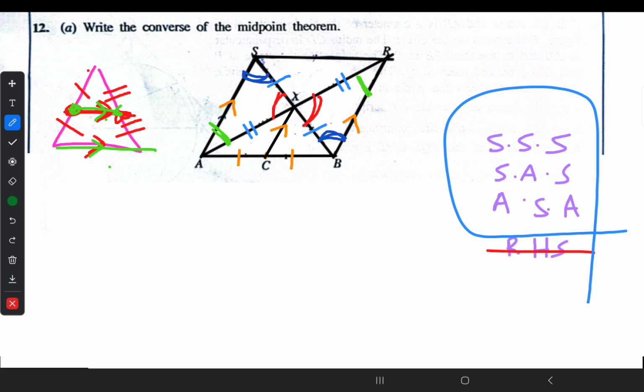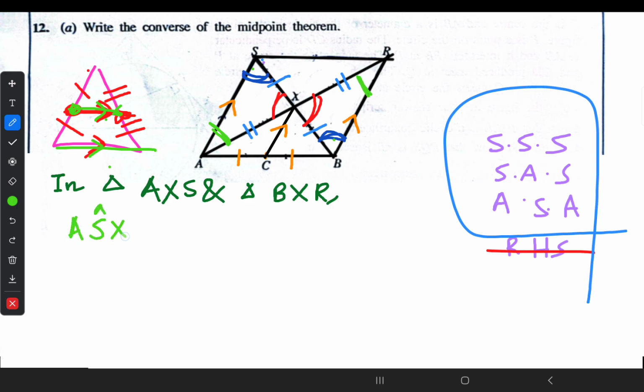Now first of all, I'll write in triangle AXS and triangle BXR, there are two angles. Now already there are many angles, so let's use those two angles and a side to show these two triangles are congruent with each other. So first this, I'll write angle ASX equals angle XBR. Why? Those two angles are alternate angles.